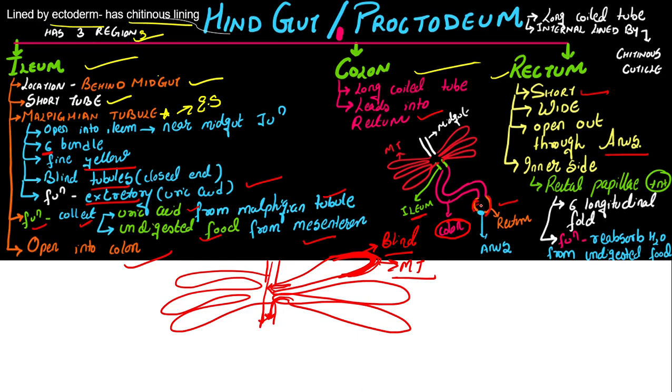The inner side of the rectum has rectal papillae. If this is the rectum, some longitudinal foldings will be present over here. These longitudinal foldings we call rectal papillae. Rectal papillae are responsible for reabsorption of water from the undigested food. Write in the comment box: in our body, most of the water is absorbed in the small intestine or the large intestine?